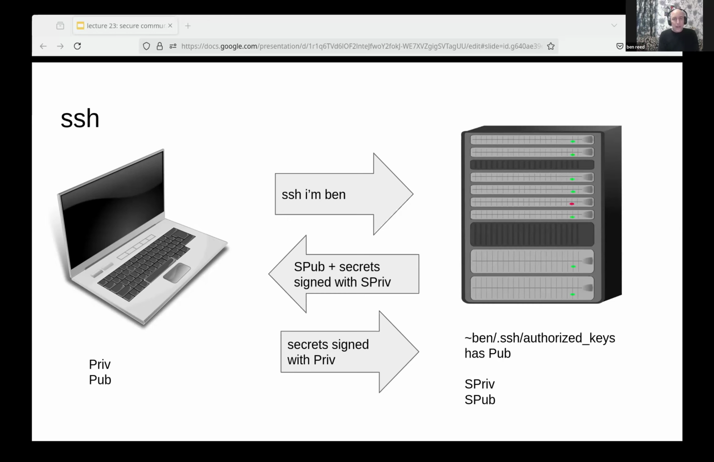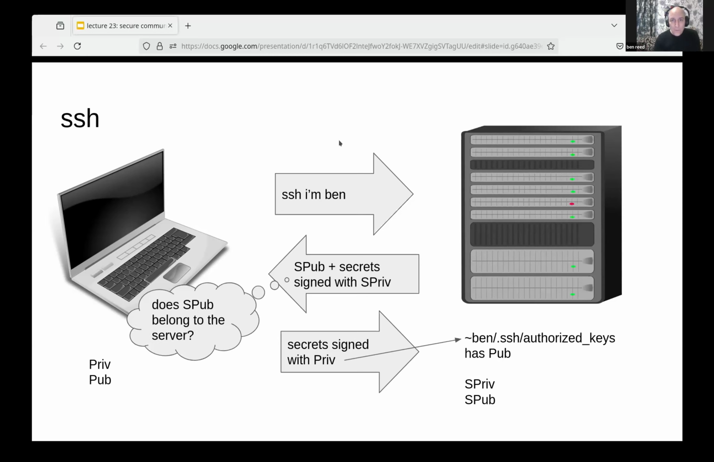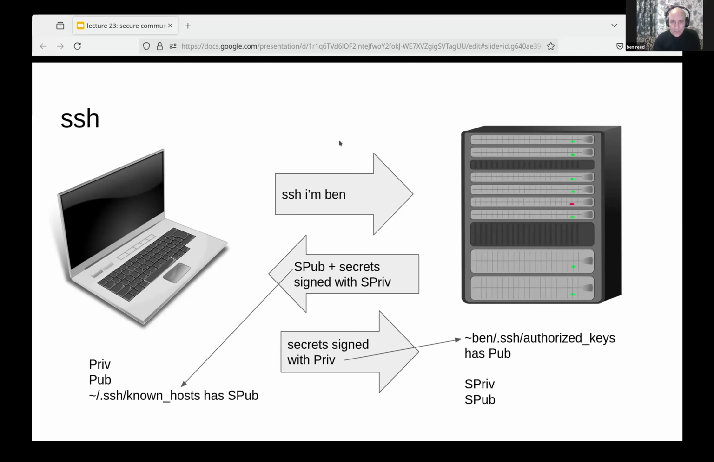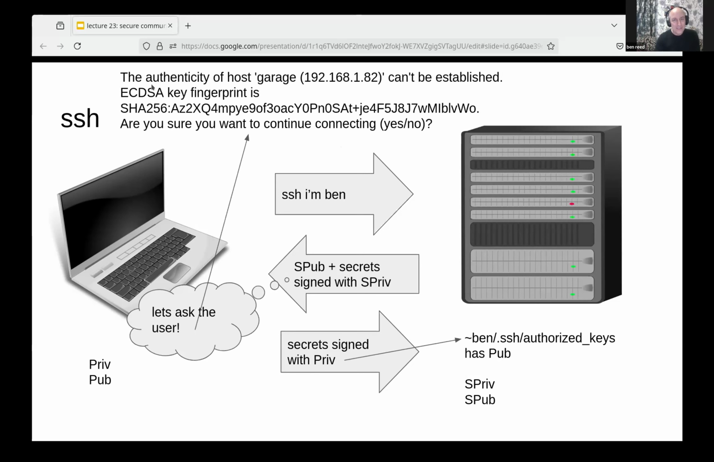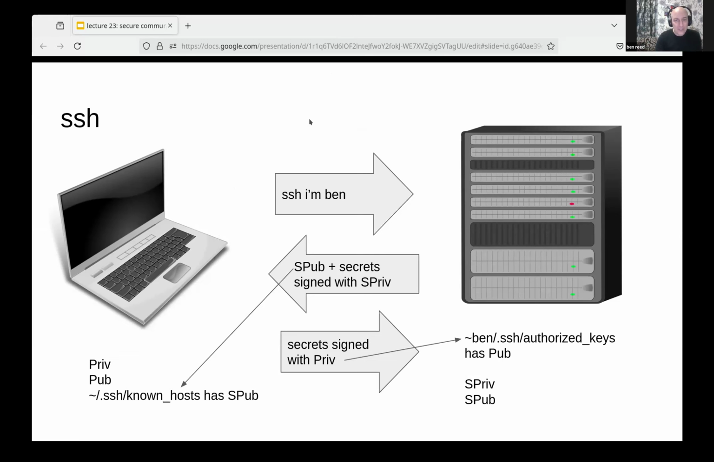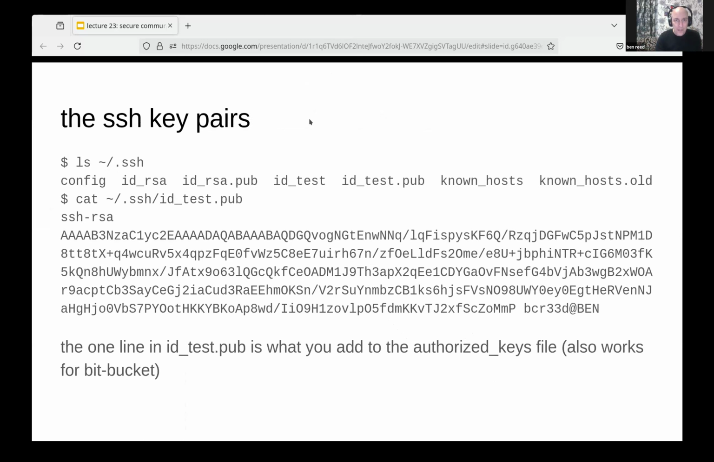Now, here's the example of the message you get. It can't be established. Here's the fingerprint. It's not hexadecimal, sorry, it's base 64 encoded. So here's this fingerprint. Are you sure? Does that fingerprint look right? It's a stupid question. How do you know? Who knows what the fingerprint is? Okay, so that's how SSH does the key distribution.